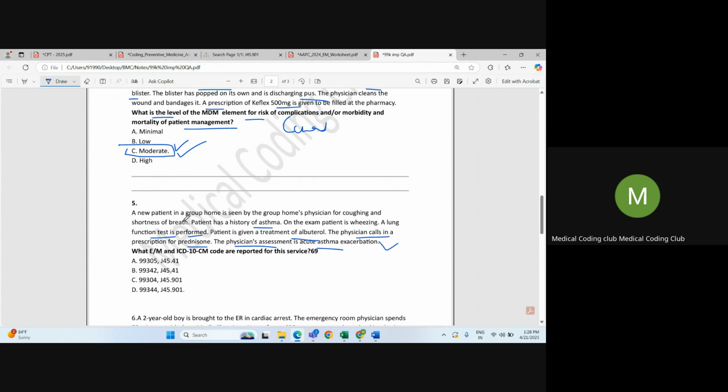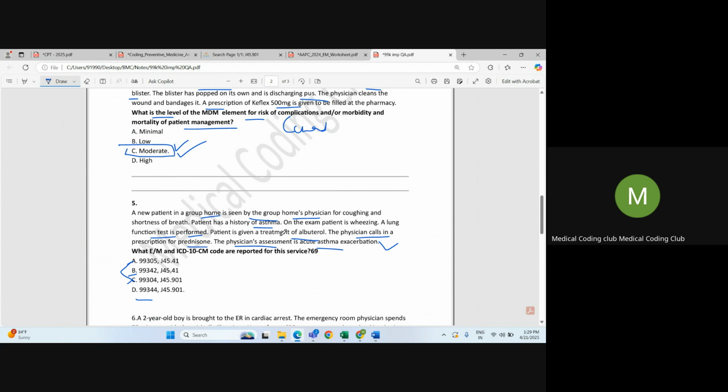So easy. It's again a group home, so home or residence E/M category codes. And 99305, 99304, these two codes belong to nursing facility. Here it is not about the nursing facility, because the patient is not seen in one and is not even admitted. So totally it is a home physician. So you need to select home or residence E/M codes, 99342 and 99344. Option B and D you need to cross-check.